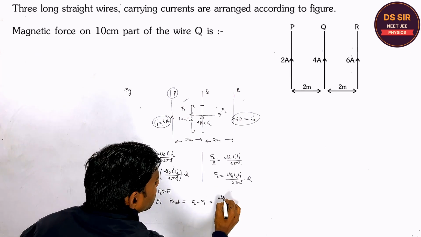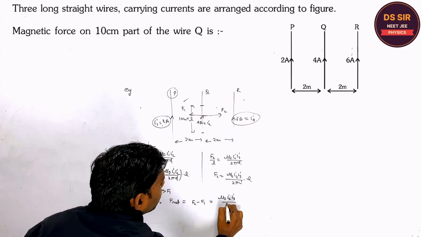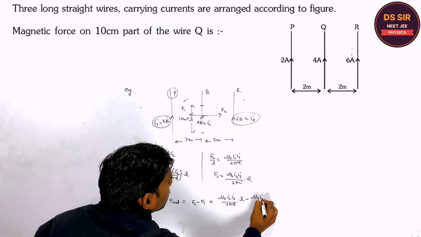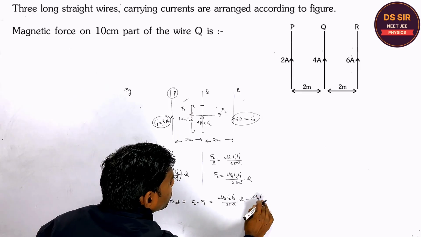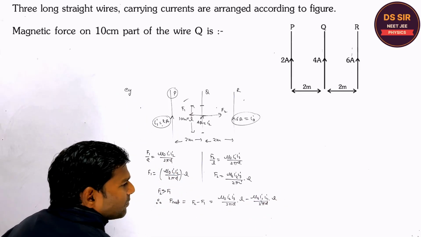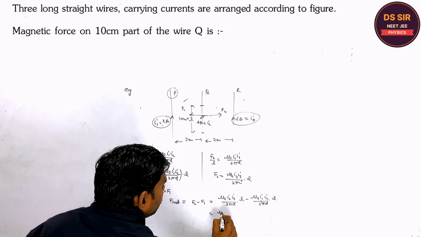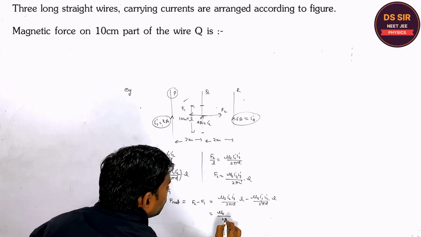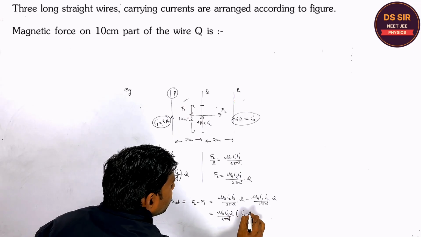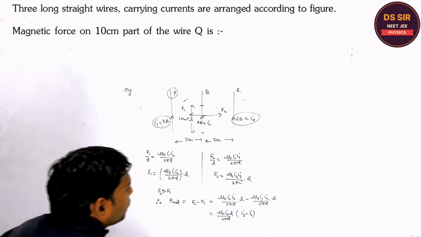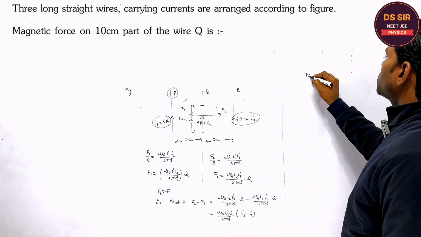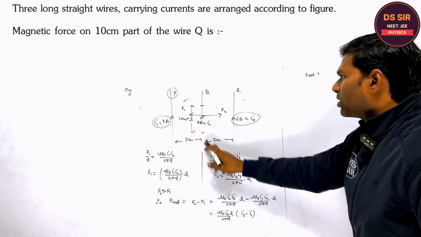F2 is what? Mu naught I2 I3 upon 2 pi d into L, minus mu naught I1 I2 upon 2 pi d into L. Fine. Mu naught upon 2 pi d, I2 into L is common, and I3 minus I1 is left. Fine. So the net force on the wire Q.